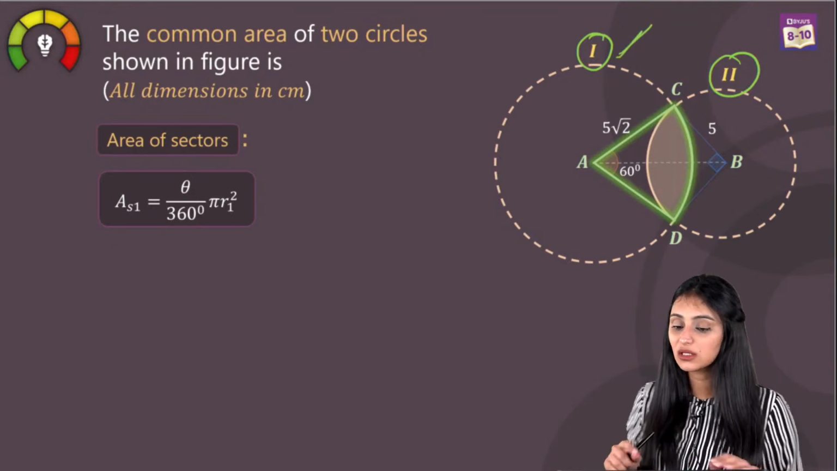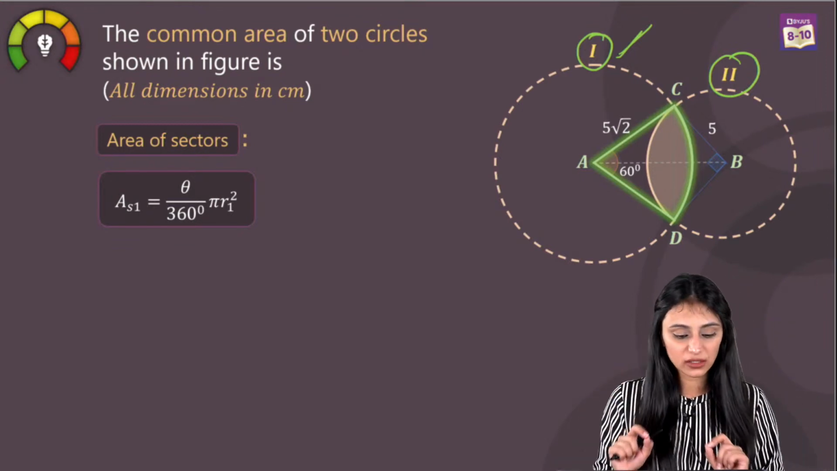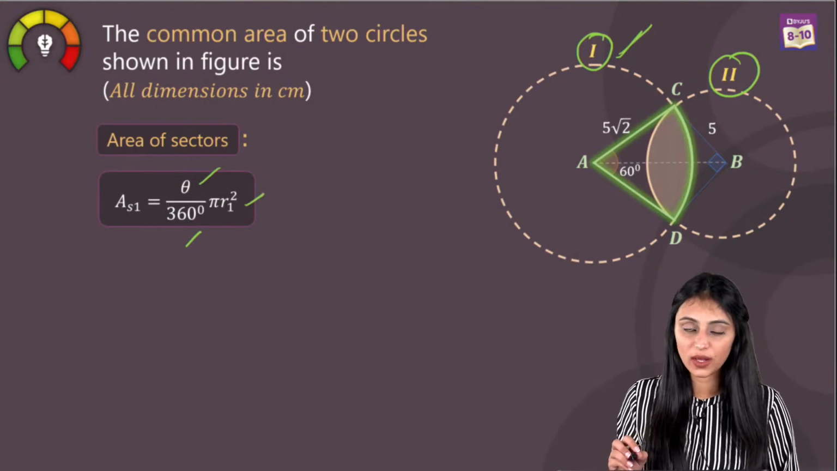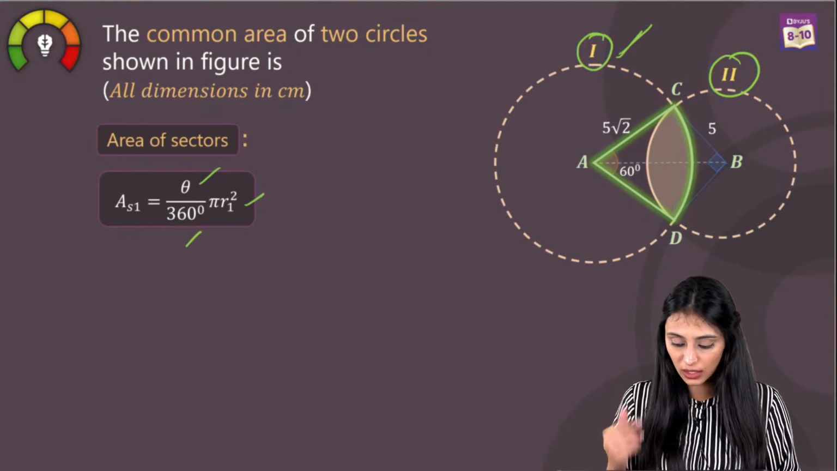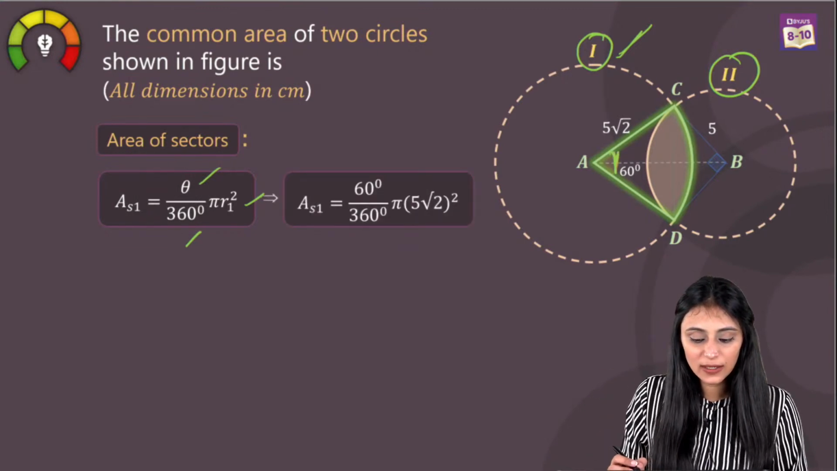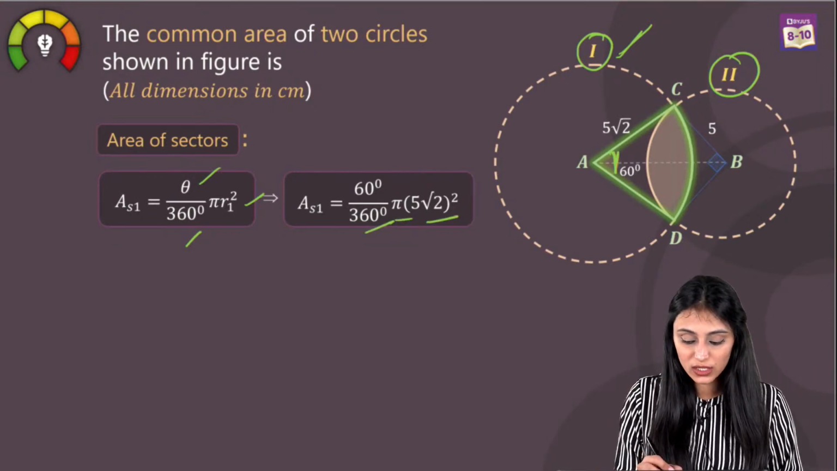First sector means, can you see this highlighted part in green, right? This is the first sector that we have. That's theta by 360 times pi r1 square. Why am I writing radius r1? Because they both have different radii. Okay, let's put the values here. What is the theta here? Theta is 60 degree by 360 degree times pi r square. What is the radius? 5 root 2 square.